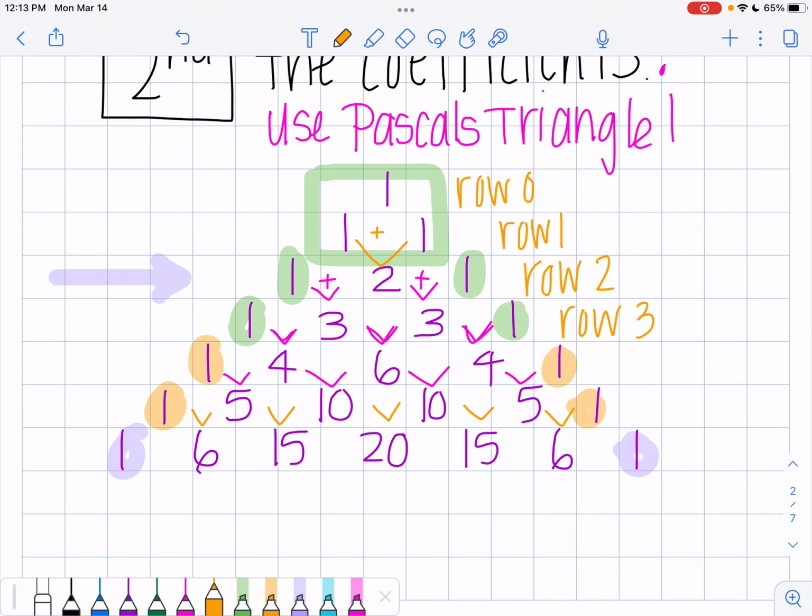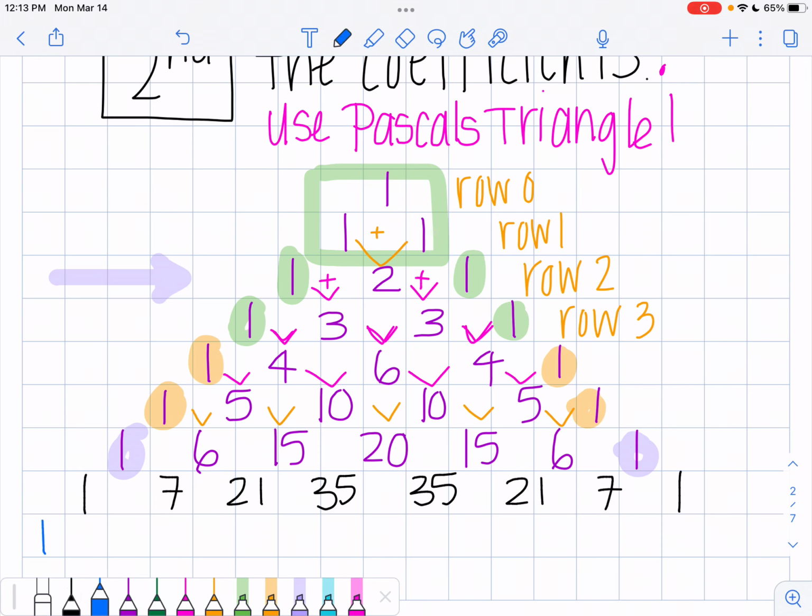Let's see if you can make the next 2 rows. Now's a good time to pause the video and see if you can do it. So, start with a 1, end with a 1. 1 plus 6 is 7. 7 plus 15 is 21. 15 plus 20 is 35. 20 plus 15 is 35. 15 plus 6 is 21. 6 plus 1 is 7.